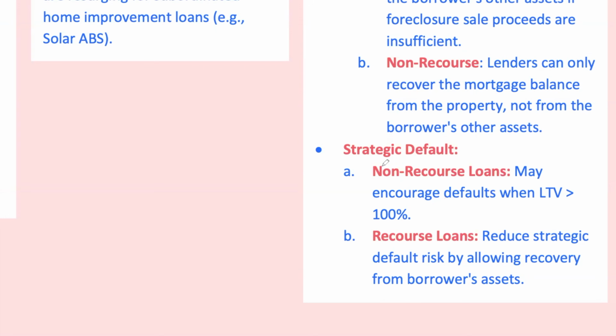All right, let's talk about strategic default, an intriguing concept in the world of lending. Imagine you're a borrower with a mortgage that's underwater. That means your loan to value, or LTV, ratio is over 100%, and the home is worth less than the outstanding loan. If it's a non-recourse loan, you might be tempted to strategically default, which is fancy talk for walking away from the mortgage since the lender can't come after your other assets.